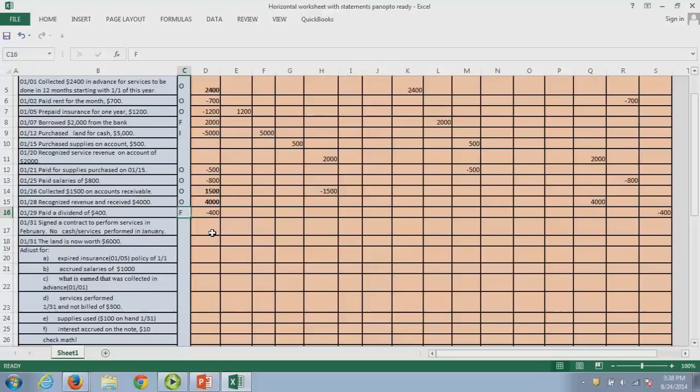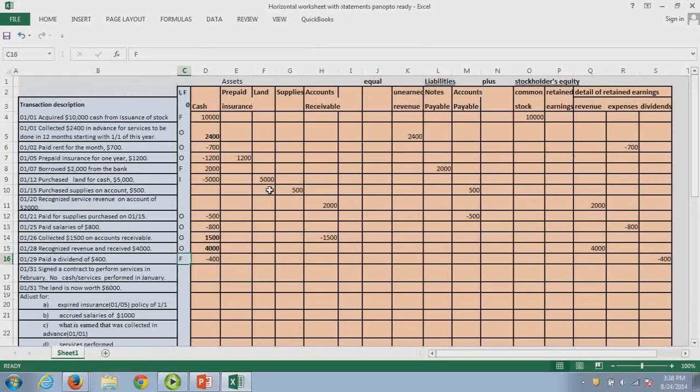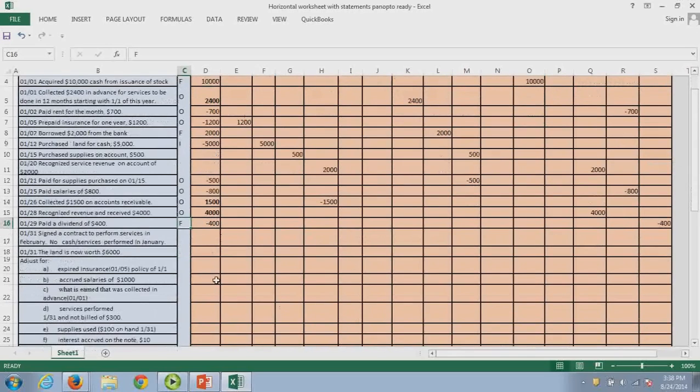The next one says the land is now worth $6,000. If you remember, land was purchased at $5,000, so nice to know it went up in value, but we're not using current value accounting. So this is not needed. We're using historical cost. So we would actually ignore that in terms of the dollars and cents here.